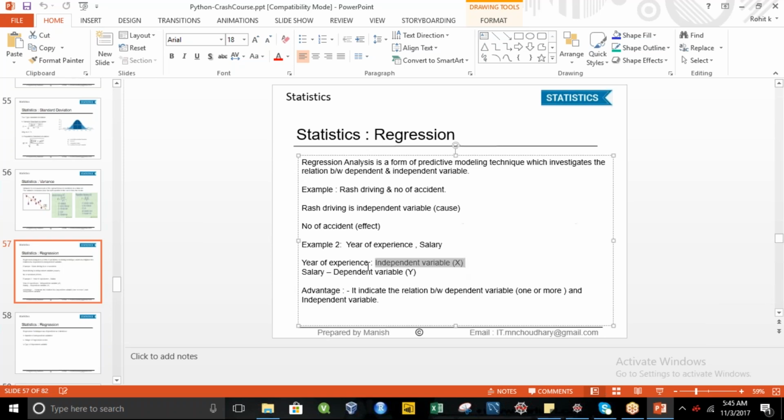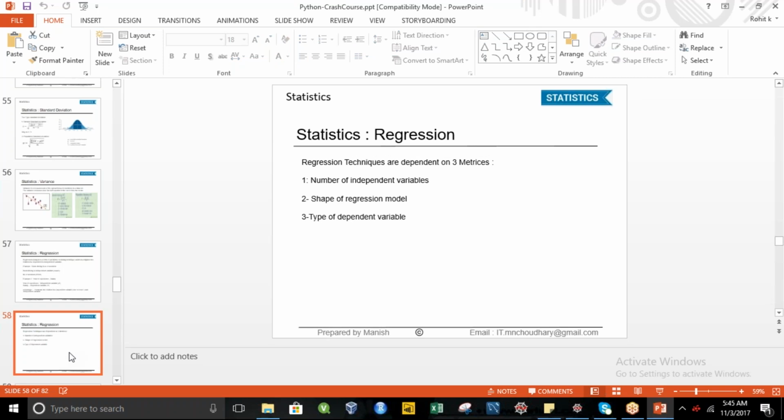So in this case, the advantage is the relation between dependent variable and independent variable. In this regression model, it is an advantage that we can find out the relation between dependent variable and independent variable.